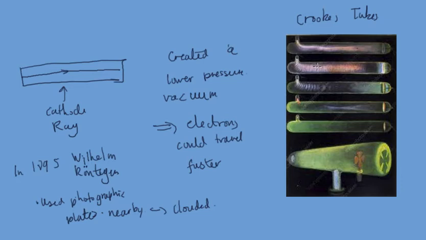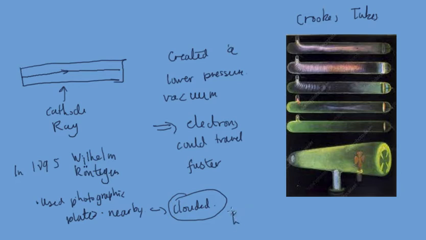Light being electromagnetic radiation, if you take photographic paper and expose it to other types of electromagnetic radiation, you will see this clouding effect. So Rontgen deduced that these Crookes tubes must be emitting some kind of electromagnetic radiation.